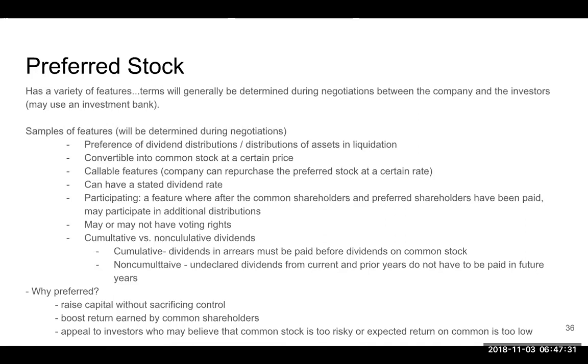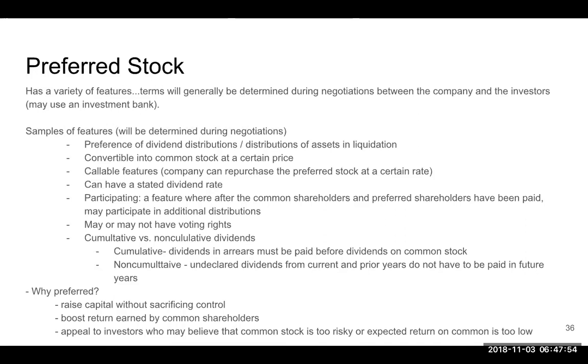But what you can do here is that they can have a preference over dividend distributions, also distributions of assets and liquidation. Remember that if I am a common shareholder, I'm the last one to the bankruptcy party. And it's not a party, it's a party for the attorneys because they always get paid. But in this case, I'm the last person at the party.